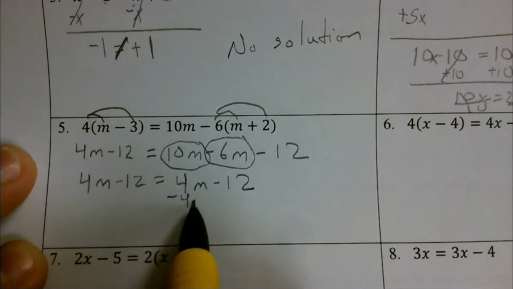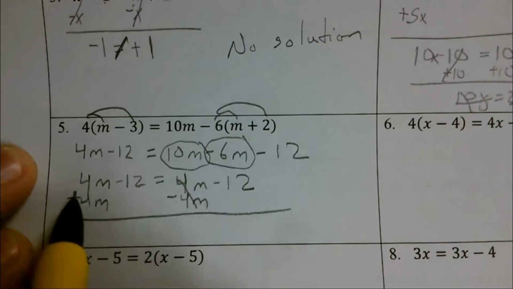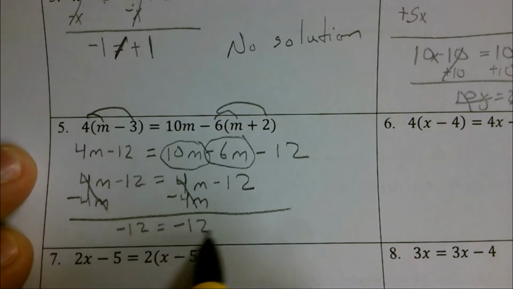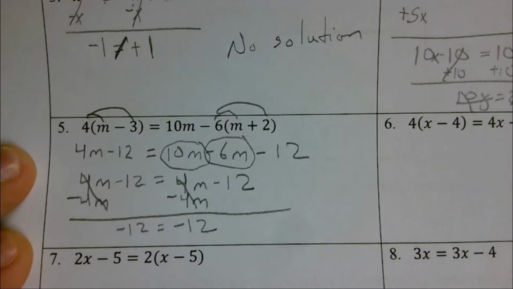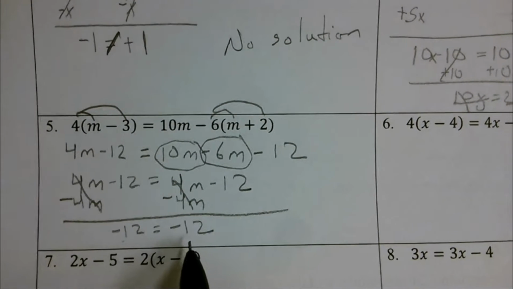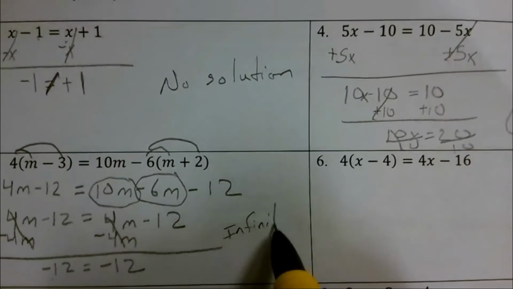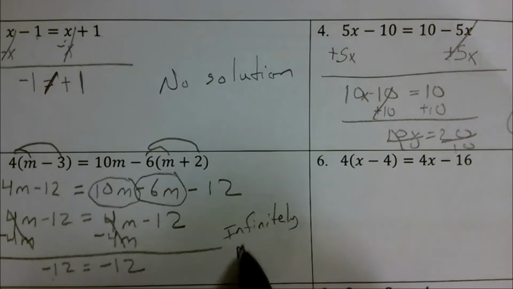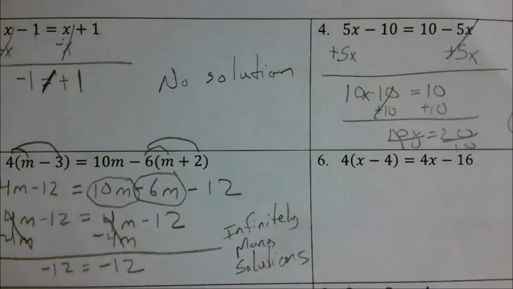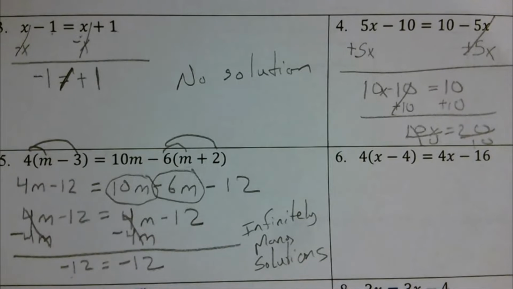So I'm going to get all my m's on one side here. These cancel actually too. So I get negative 12 equals negative 12. If you get a number on one side equals that same number on the right side, there's infinitely many solutions. That means you could put pretty much any number in for m, and it will make this equation true.